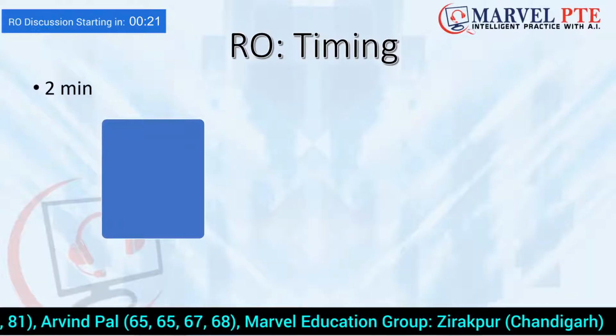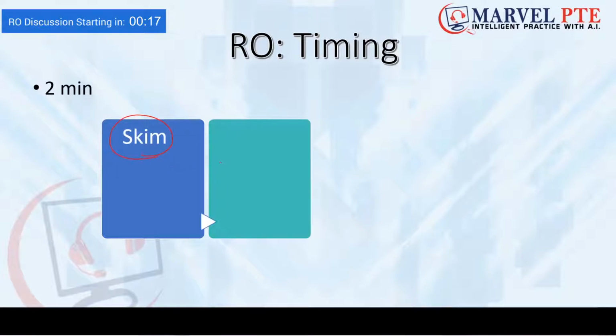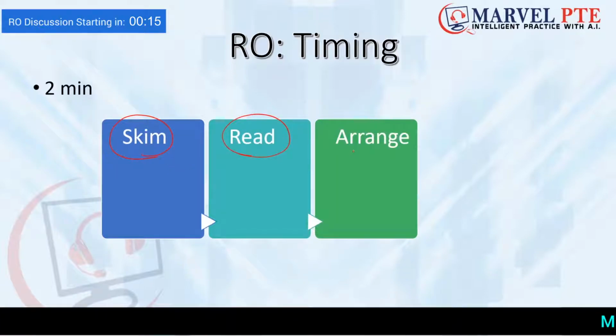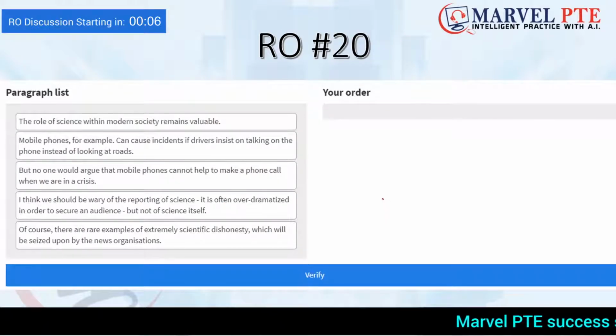And in 2 minutes, you have to solve reorder paragraphs. In those 2 minutes, first of all, you have to do the skimming, then you have to read it, then you have to arrange or make pairs, and then you have to confirm the pairs which you have made are correct or not. This is today's topic. As usual, I'm going to give you 30 seconds to go through this topic, and your time starts now.